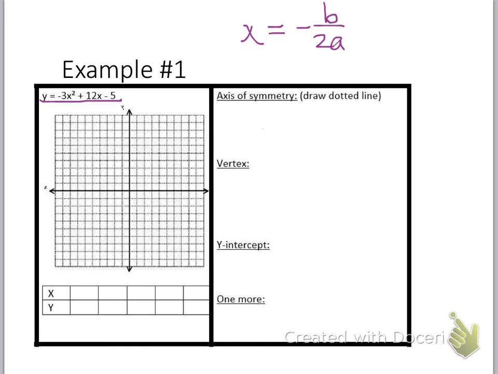So when I find the axis of symmetry here, x is going to equal negative 12 over 2 times negative 3. And the b and the a and all that I'm talking about here, this is the a, this is the b, and this is the c. Okay, so we're going to simplify that fraction. We got two negatives, so it's going to mean it's positive 12 over 6, which simplifies to 2. I need to draw a dotted line representing the axis of symmetry at x equals 2.